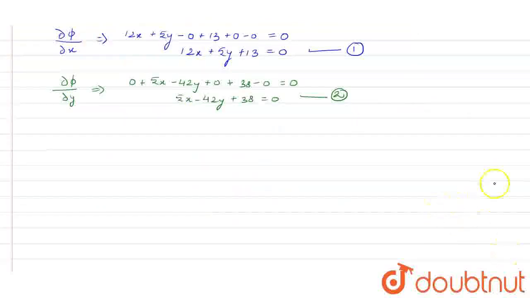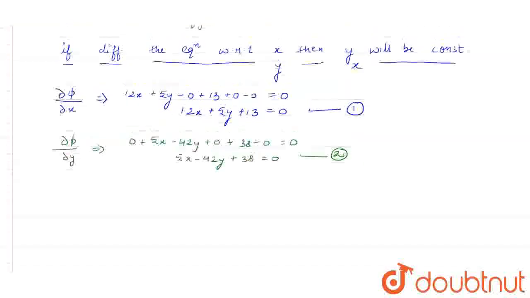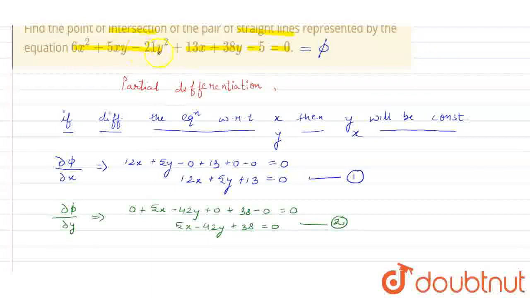Alright, now we have got the equations. We have just derived these simple equations from the given equation. These equations do not represent the pair of straight lines in this question. I'm repeating again that these equations do not represent the pair of straight lines mentioned in this question. We are just making these equations to make our work easier.